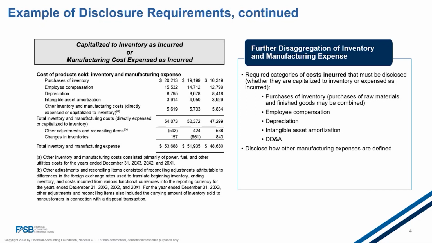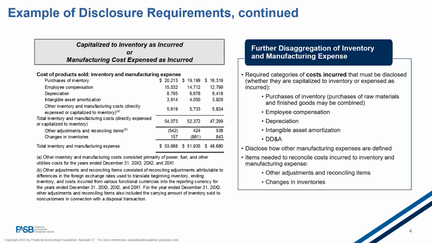in the income statement. Therefore, to reconcile costs incurred to expenses recognized in the current period, an entity would present an amount for other adjustments and reconciling items, which may include amounts for items like foreign currency translation or the derecognition of inventory through transactions like the sale of a business, and an amount for the changes in inventory on the balance sheet during the period.